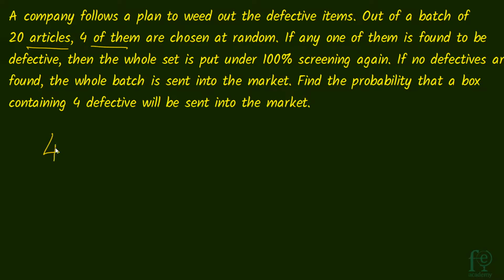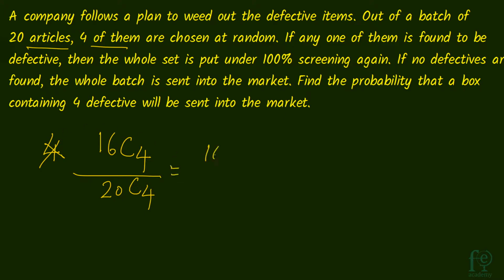So probability will be, how many non-defective items are there? 16. So out of this 16 we have to select 4. So 16 C4 divided by 20 C4. So this will be our probability. We have to select all the 4 non-defective items, then only the batch containing 4 defectives will be sent into the market. So just the opposite we have to find out. We have to find the probability that when 4 random articles are picked up from the 20 articles, all the 4 should be non-defective. So how many non-defective items are there? 20 minus 4 is equal to 16. So 16 C4 divided by 20 C4.